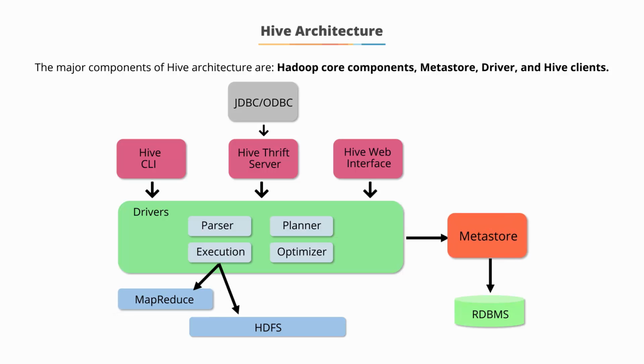2. A Metastore. The Metastore is a namespace for tables. It stores all of the metadata information related to the Hive, such as details related to the table, columns, partitions, and location on storage.